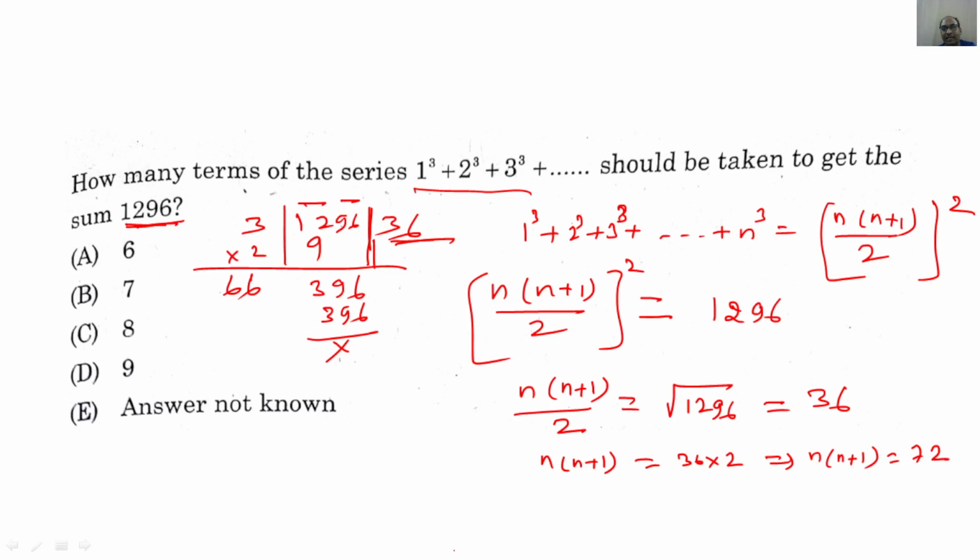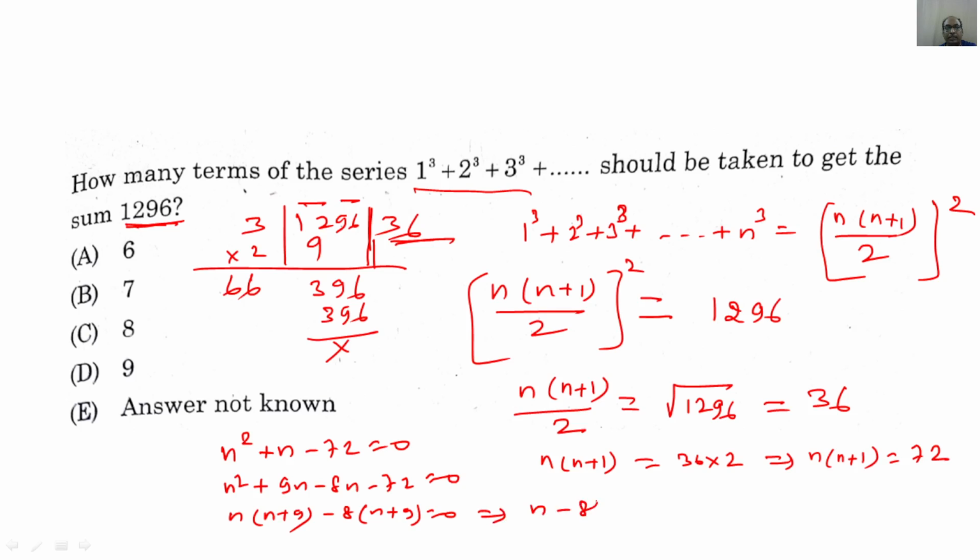Like this also we can write, or it will give us a quadratic equation, n square plus n minus 72 is equal to 0. For n square we can use the factorization method, n square plus 9n minus 8n minus 72 is equal to 0. So n plus 9 minus 8 times n plus 9 is equal to 0, and it is giving us n minus 8 and n plus 9 is equal to 0, which has given us n is equal to 8 and n is equal to minus 9. Again, number of terms cannot be negative, so minus 9 is ruled out and 8 terms will be there. So this 8 will be the answer.